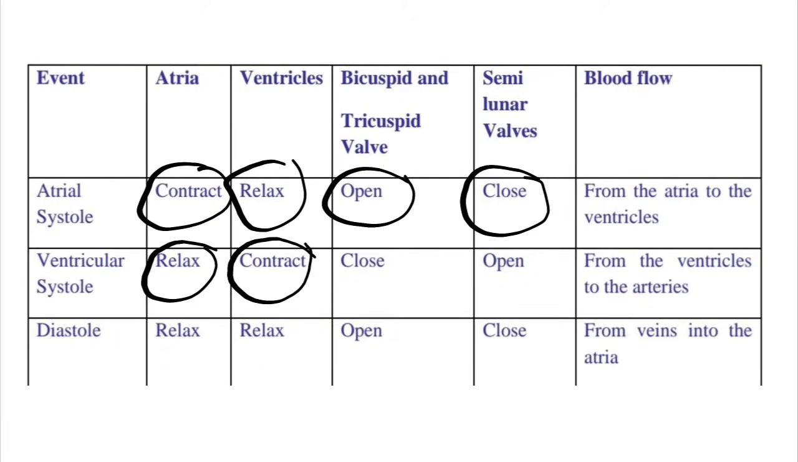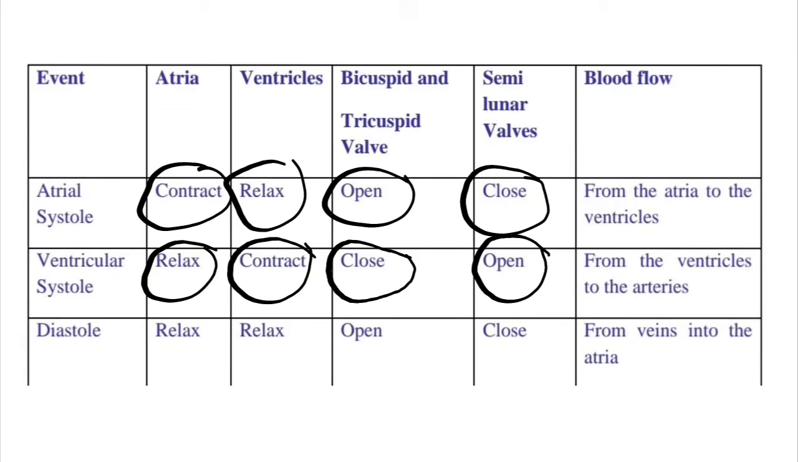Since the atria are receiving blood, the bicuspid as well as the tricuspid valves should close so that blood won't come out of the atria. So the bicuspid and tricuspid valves are going to close, while the semilunar valves are going to open. Because as the ventricles are pumping blood, that blood needs to come out of the heart. Therefore, the semilunar valves will need to do what? To open. And the blood will flow from the ventricles to the arteries.